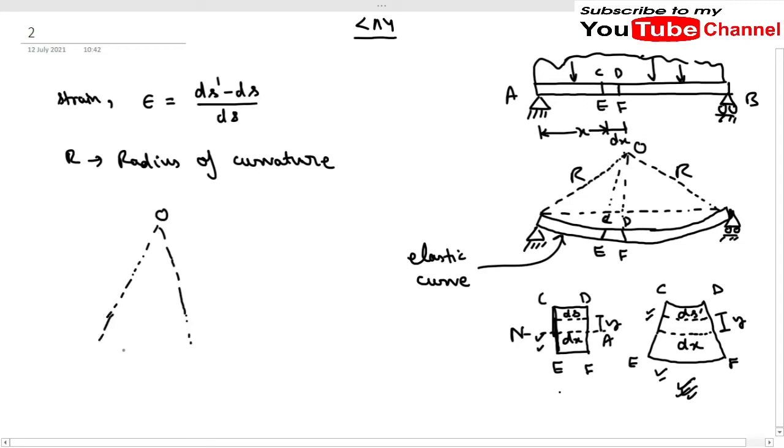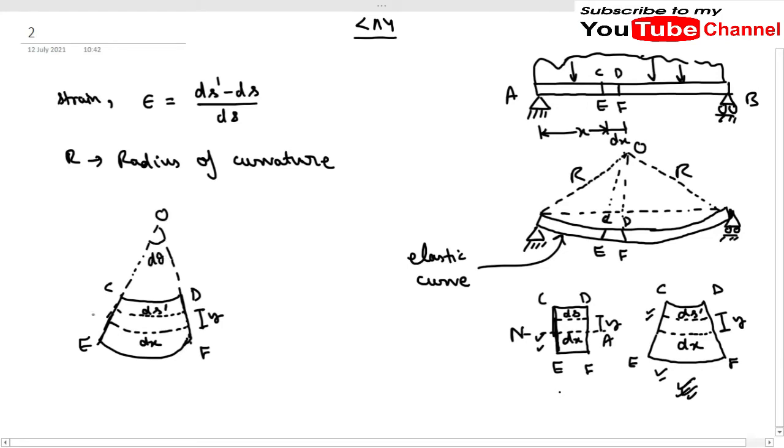It is coming all over here, like this, and this is our segment. So this is C, E, D and F. This is our neutral axis having length dx, and this is the segment which we are studying right now, and the length of this segment is ds dash. This distance is y. For this segment the strain is epsilon equal to ds dash minus ds divided by ds. Now this angle is d theta.